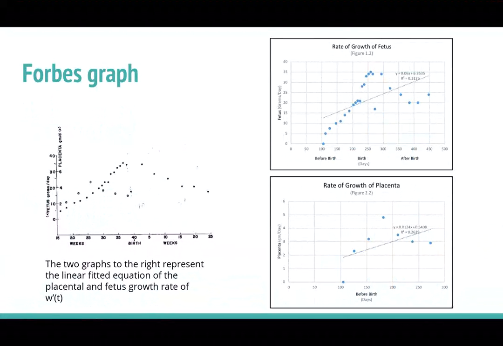Given the Forbes graph as a scatter plot of velocity of growth from the 15th week of gestation to the 25th week of postnatal life, the given velocity graph made us assume that it is the derivative, allowing us to find a line of best fit of the fetus and placenta.